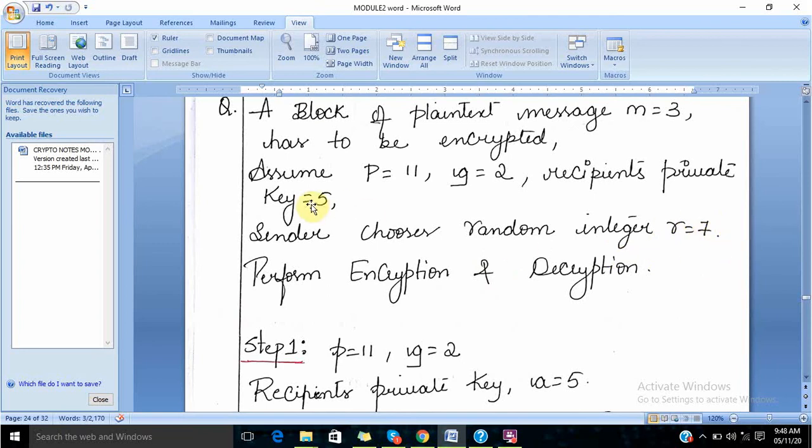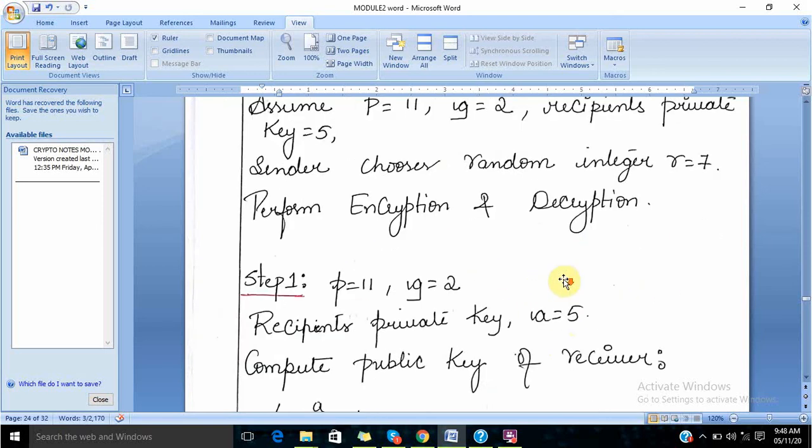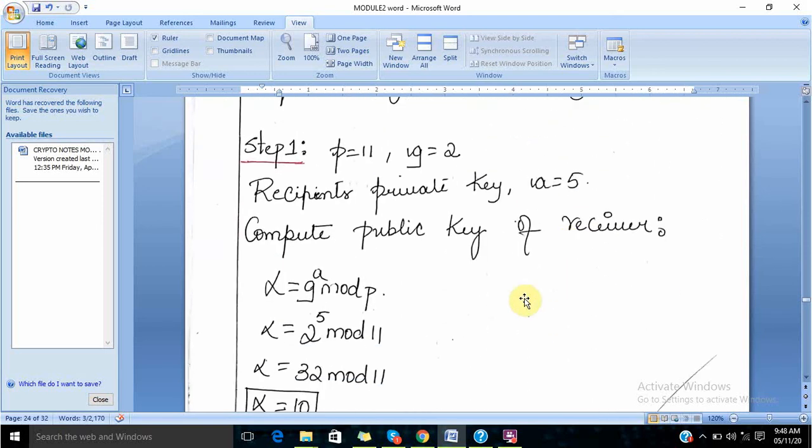You can see, students, all the parameters are given here. Your work is simply to perform encryption and decryption. This problem is very simple. Let us see what to do. First is finding the public key, which means alpha. The formula is alpha is equal to G to the power A mod P.